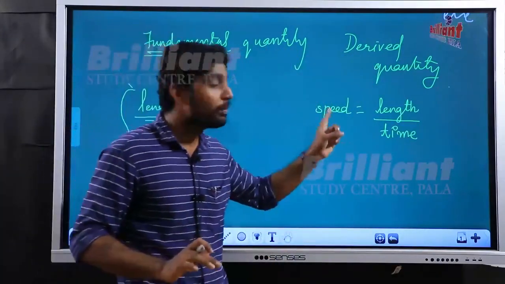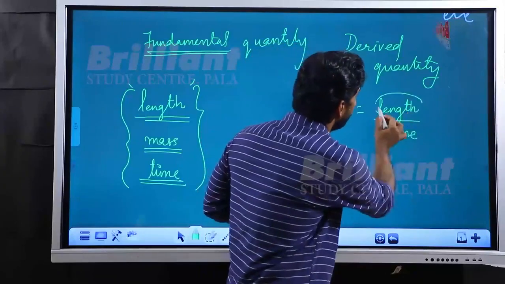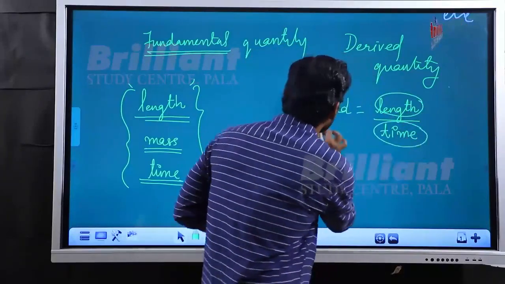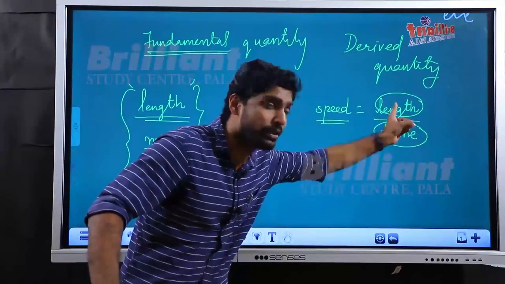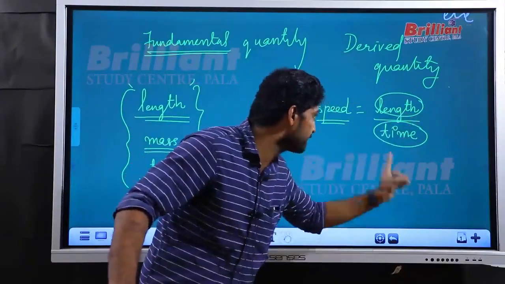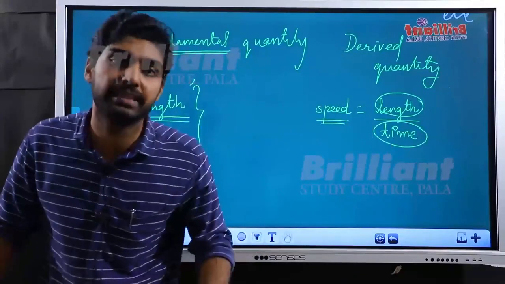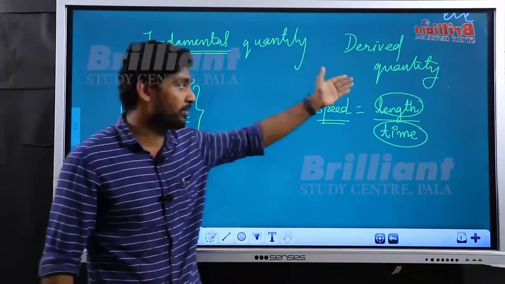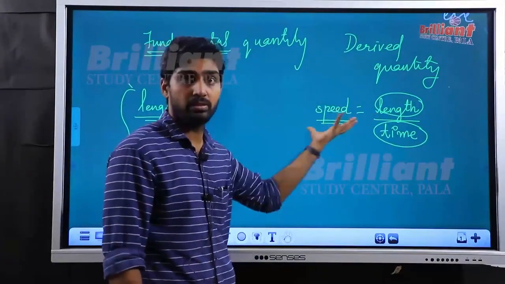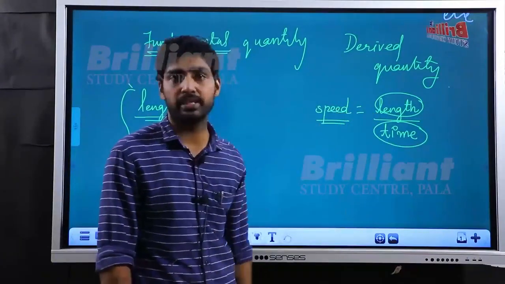So here we make use of two different fundamental quantities to define speed. Is that clear? We need two different fundamental quantities, length and time, to define speed. So speed depends on length as well as time. It cannot be called a fundamental quantity. That is why it's a derived quantity.